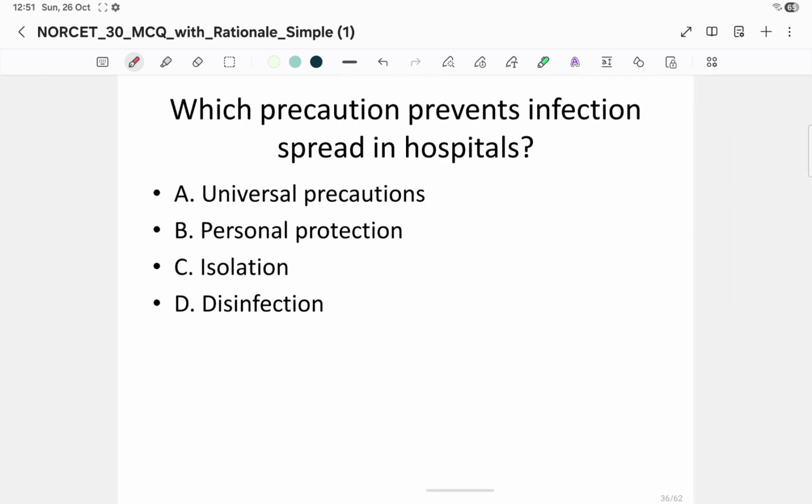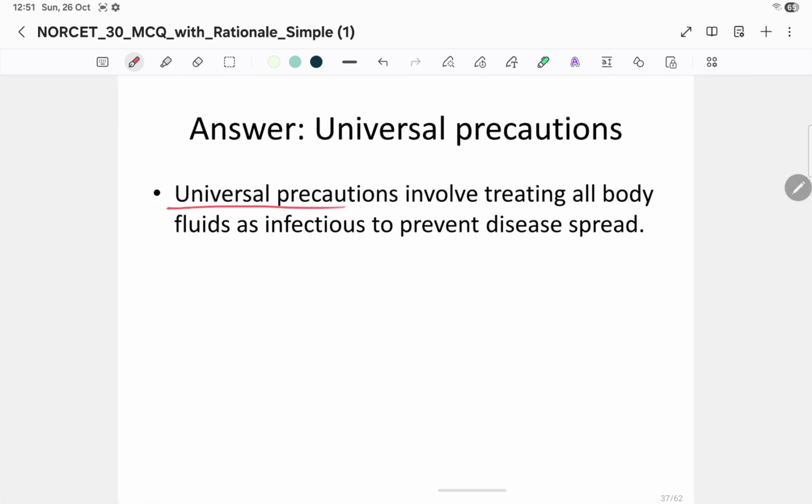Next, which precaution prevents infection spread in hospital? A. Universal precautions. B. Personal protection. C. Isolation. D. Disinfection. And the correct answer is option number A. Universal precautions. Universal precaution means treating all body fluids as infectious. Universal precaution involves treating all body fluids as infectious to prevent the spread of disease.